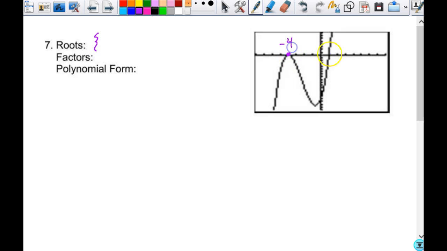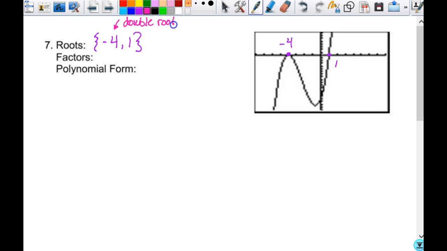Negative 4 and 1. Now, do I have enough information to find an equation or the equation? An equation, right? I can't find the actual one, that's okay, but I'm going to find what I can. Anything special about either one of these roots? It bounces. So what does that tell you about this negative 4? It's a double root.